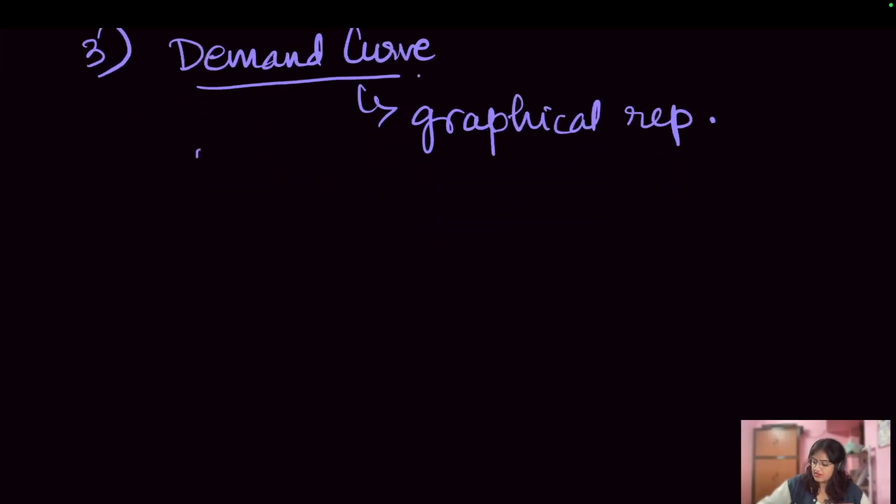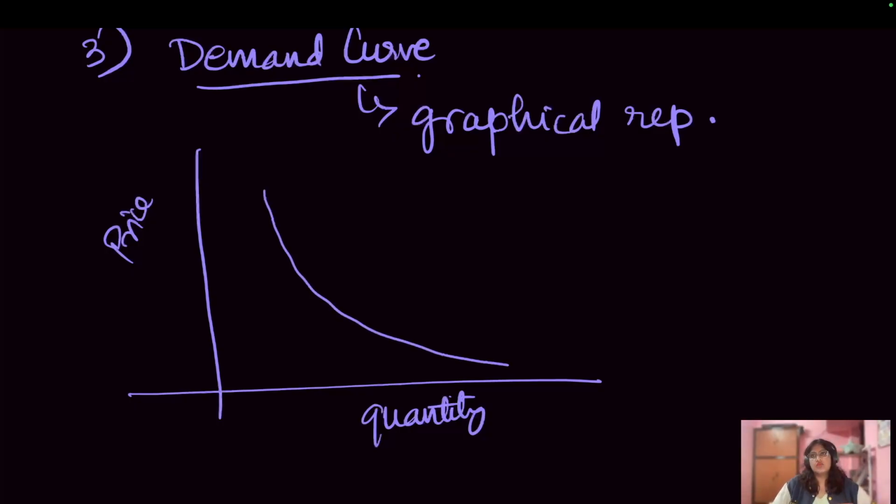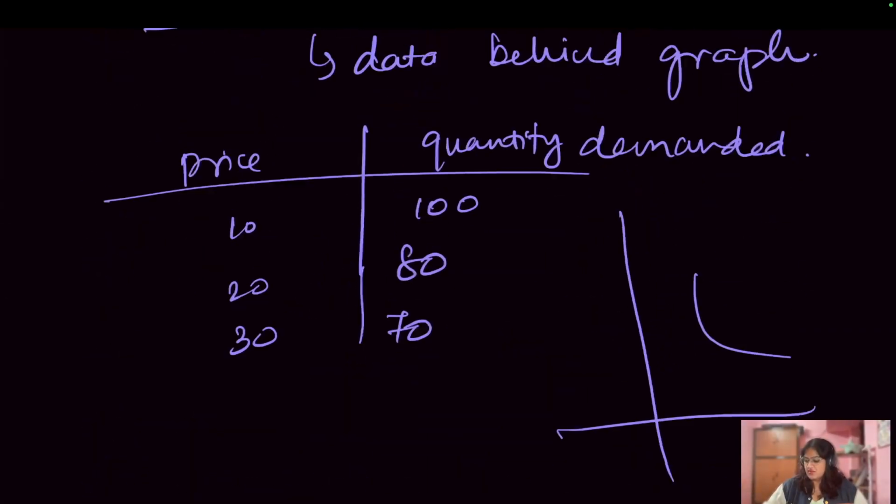And here on the y-axis, or the vertical axis, you have the price. And on the horizontal axis, you have the quantity demanded. And the slope is almost always downward, from left to right. It is a negative slope. And why is this happening? We will learn about that in the law of demand.